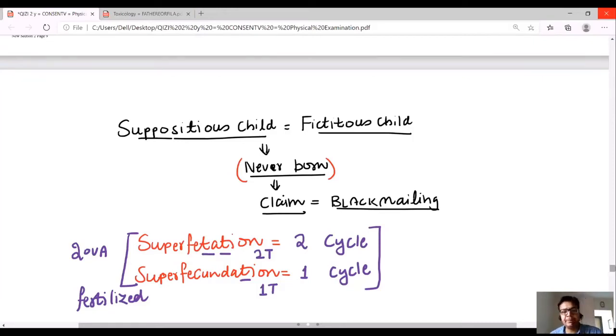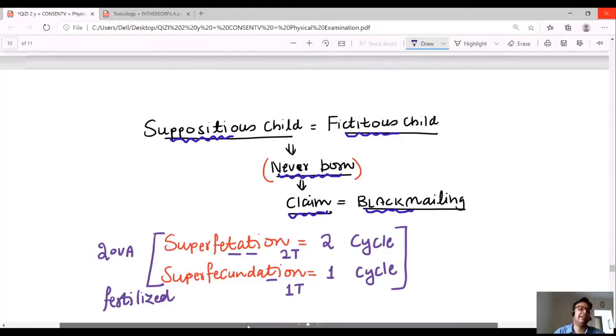Supposititious child, sir. Supposititious means it is a fictitious child. Sir, the child is never born, but still you claim the child for blackmailing. Doctor Sahab, I am not pregnant, but I tell some person that I am pregnant, I have your child, for blackmailing. This is a supposititious child. Even if I'm pregnant by some other person, but I blackmail someone else, this is also a supposititious child. So a supposititious child is a fictitious child used for blackmailing.